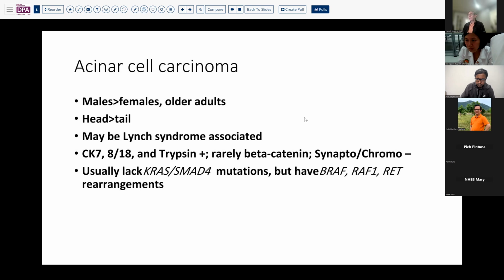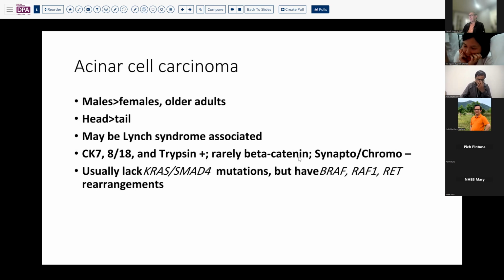Because this can look a little bit like neuroendocrine tumors. It can look a fair bit like ductal carcinomas, and that's true especially on cytology. And so thinking about it and remembering to consider it is important. The key stain here usually is trypsin. And so this is not a widely available stain. We usually have to send it out.